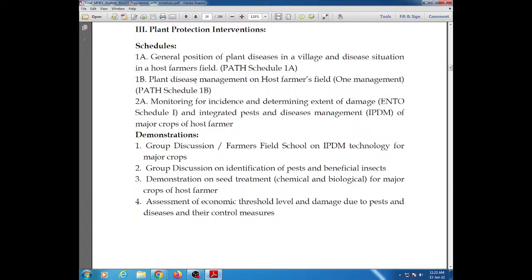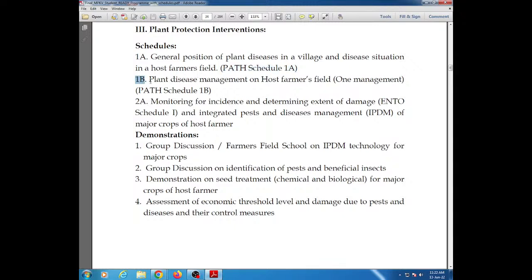So here the schedules have been given for these two subjects. In plant pathology you have schedules 1A and 1B, and for entomology you have schedule 2A, right? Schedule 1A covers the general position of plant diseases in the village and the disease situation in host farmers' fields. So you have to write this schedule in pathology also. While observing the diseases you can also observe the pests.